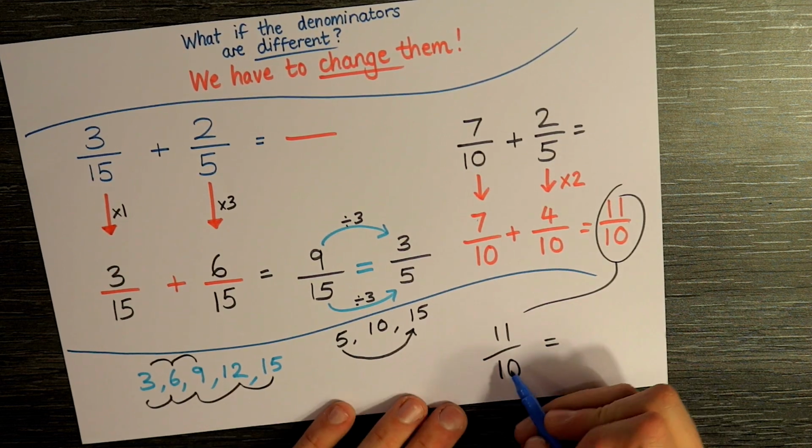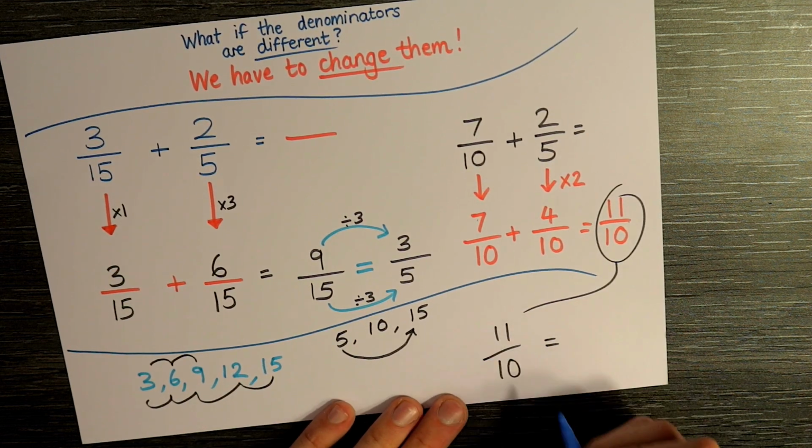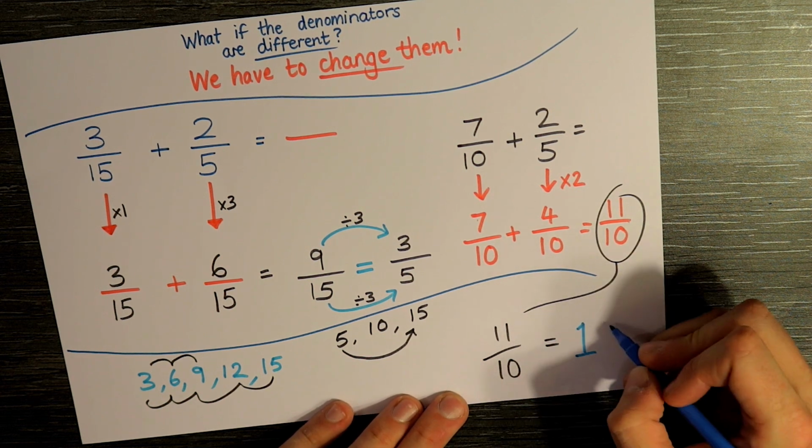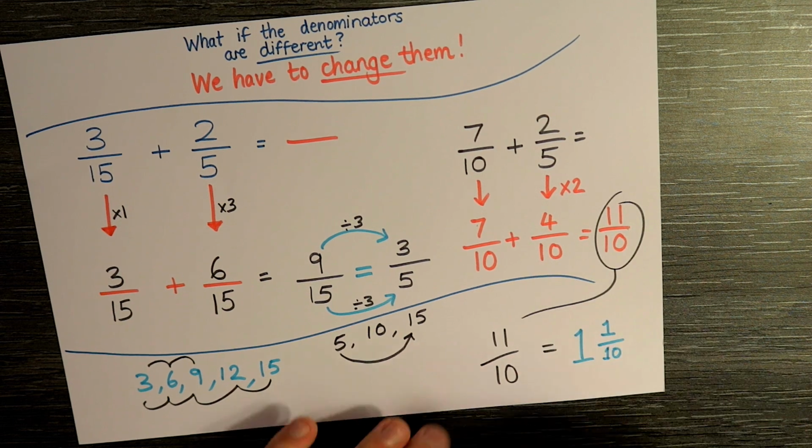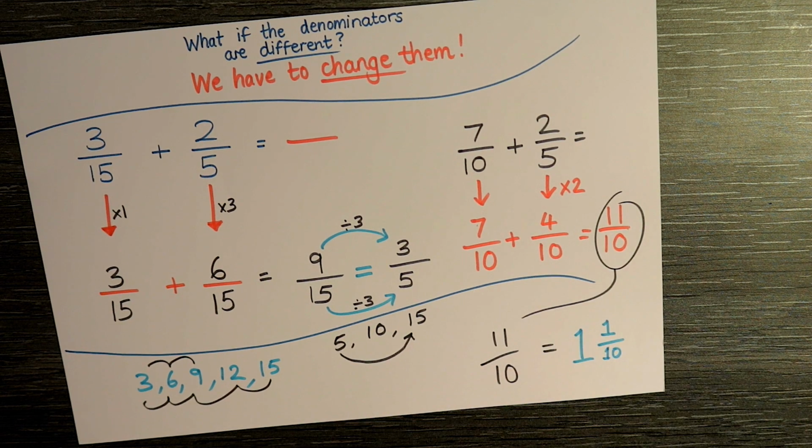Let's have a look. How many times does 10 fit into 11? Which is 11 divided by 10. It goes in once, with 1 left over. The denominator stays the same, 1 and 1/10. There we go. Right, let's try some more.